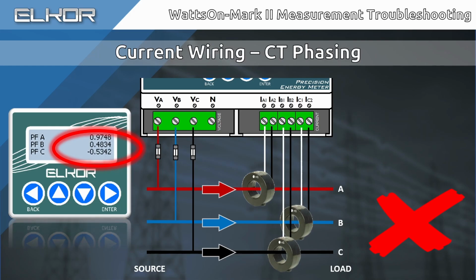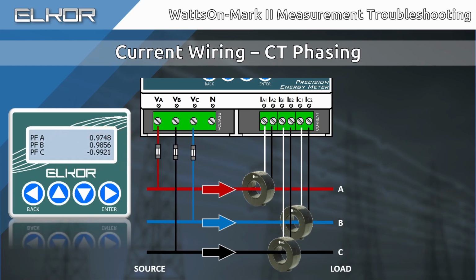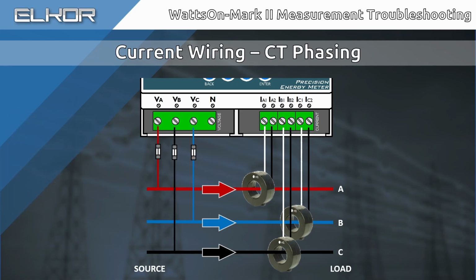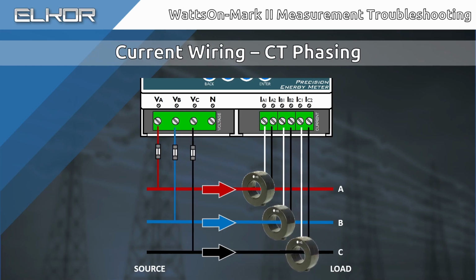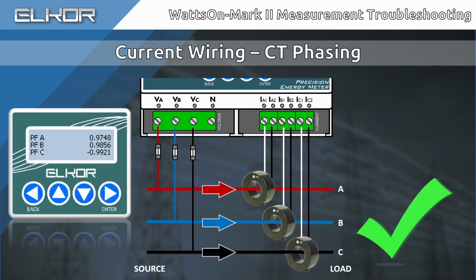This can be corrected by either swapping the voltage inputs or the current inputs to ensure that each phase matches. The meter does not care what the order of the phase inputs is, only that the voltage and current inputs match for each respective phase.